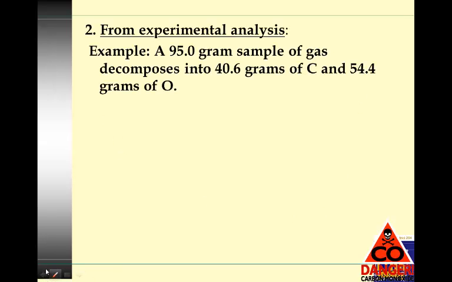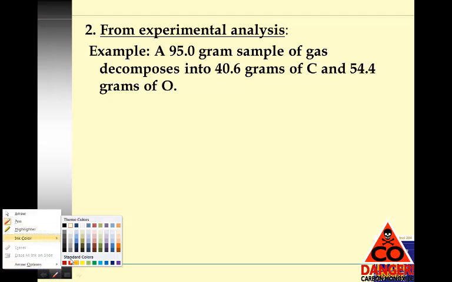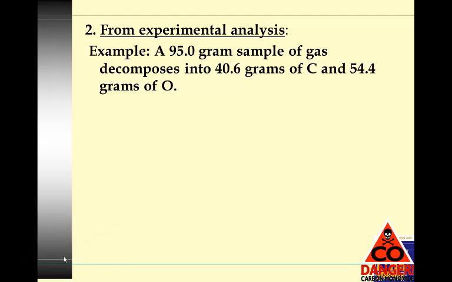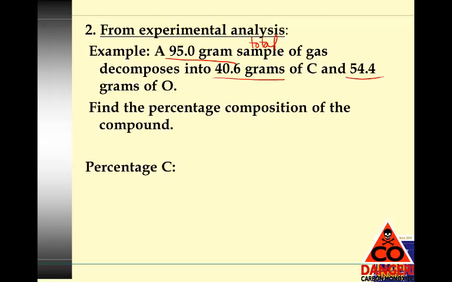Okay, so let's see if we can say, well, what if we don't know the chemical formula of our compound because we're just using lab data? Well, here's the lab data. 95 gram total. Okay, 46 grams carbon, 54 grams oxygen. Easy peasy. Percent of each element, percent of carbon is the 40.6 grams of carbon over the 95.0 grams total. All right, times 100 gives us 42.74% carbon.